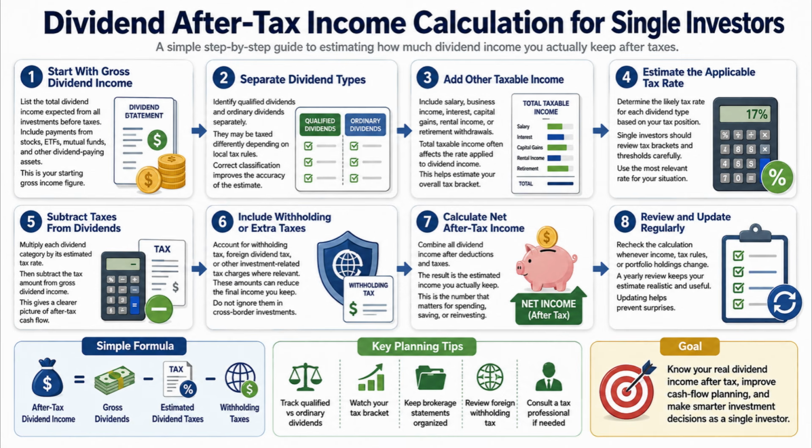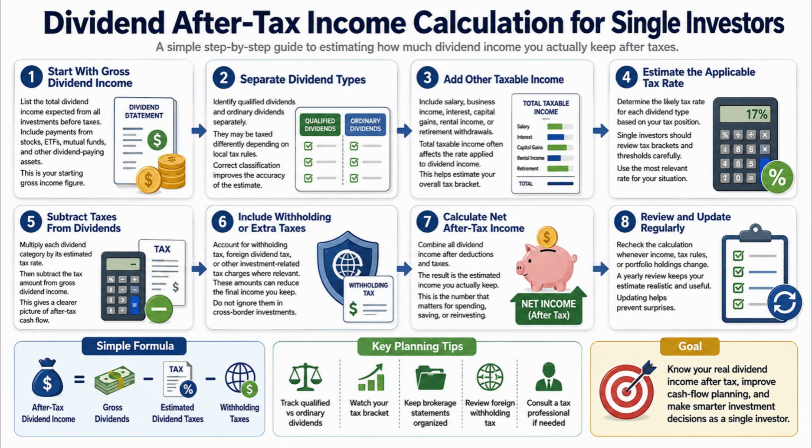At the same time, there are a few important planning habits that can help. Single investors should track qualified versus ordinary dividends, monitor their tax bracket, keep brokerage statements organized, review any foreign withholding tax, and consult a tax professional if needed. These habits make the estimate more reliable and help avoid mistakes.